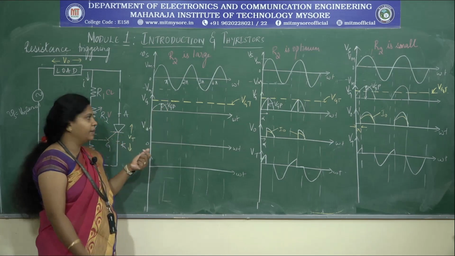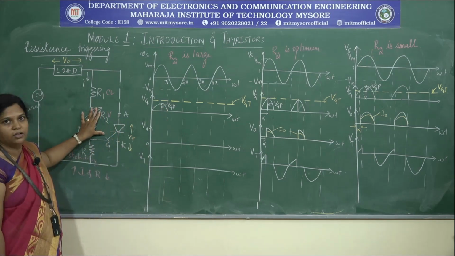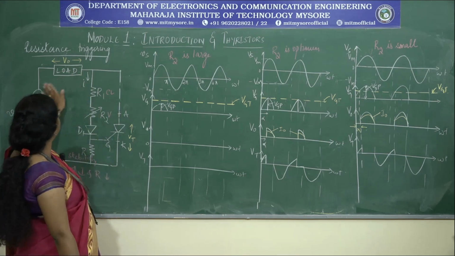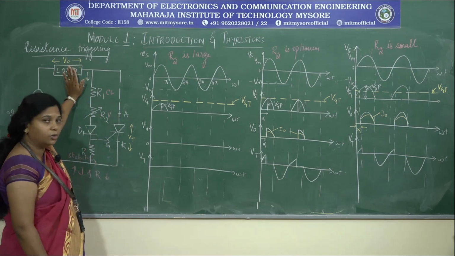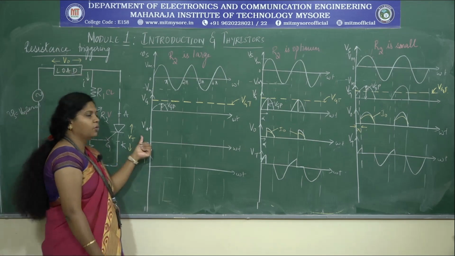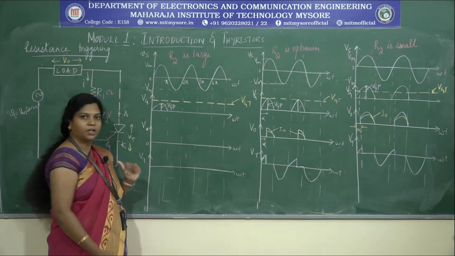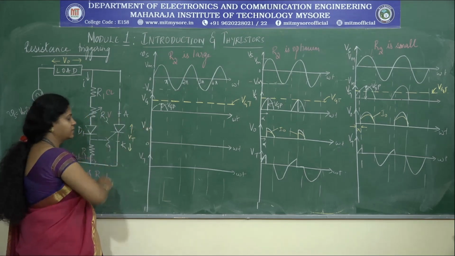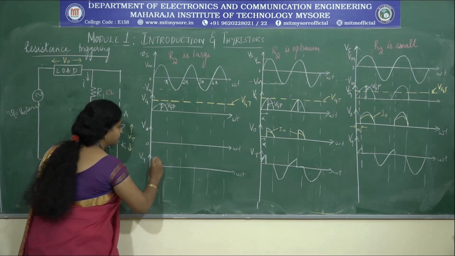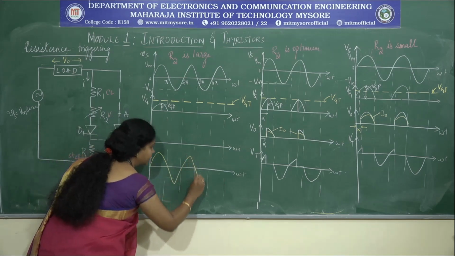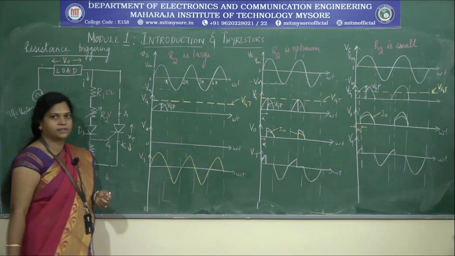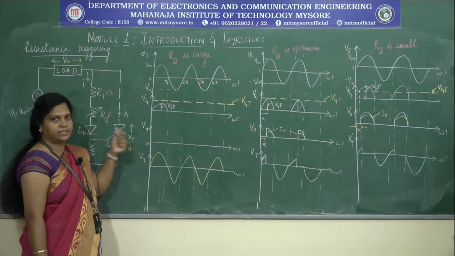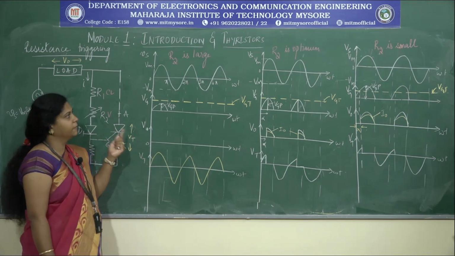Now what will happen when it is not turned on? The thyristor is still in the off state. Once it is in the off state, the source is not connected to the load, so there is no output voltage across the thyristor. Whatever input you have, the same will be available across the thyristor. This is the first case, when R2 is large.